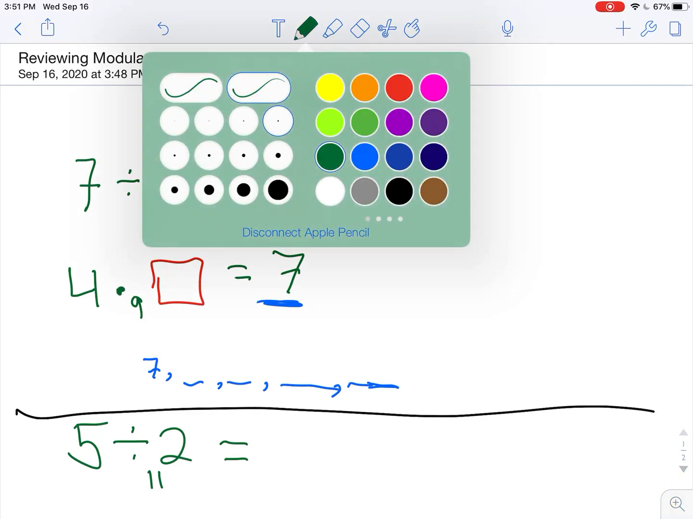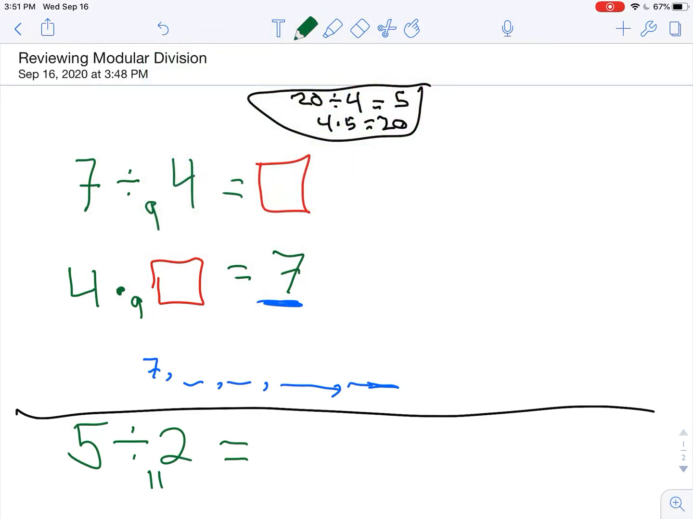To find the next numbers in sequence, all I really need to do is just start adding this mod number here, this plus 9. I'm just going to add 9 and create a nice little sequence. So each of my numbers is going to be exactly 9 units apart. So when I do 7 plus 9, I get 16, plus another 9 is 25, plus another 9 is 34, and 43, and so forth.